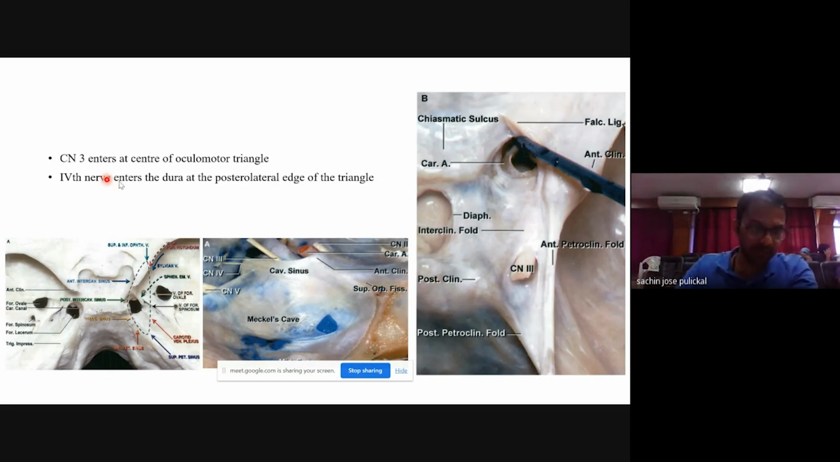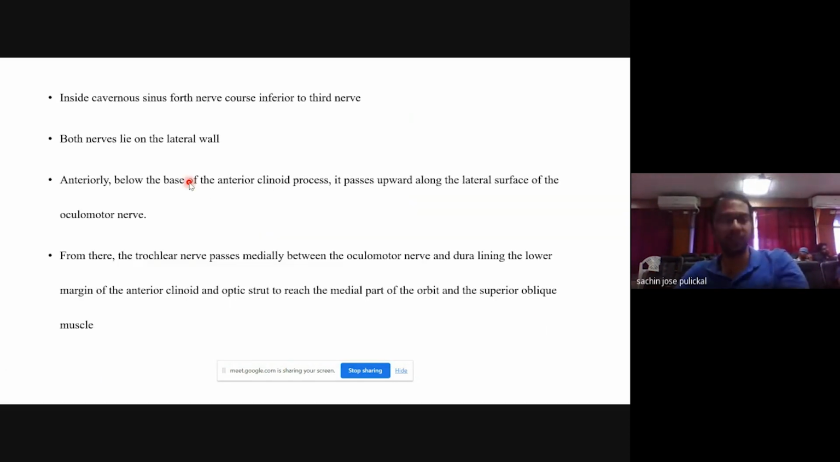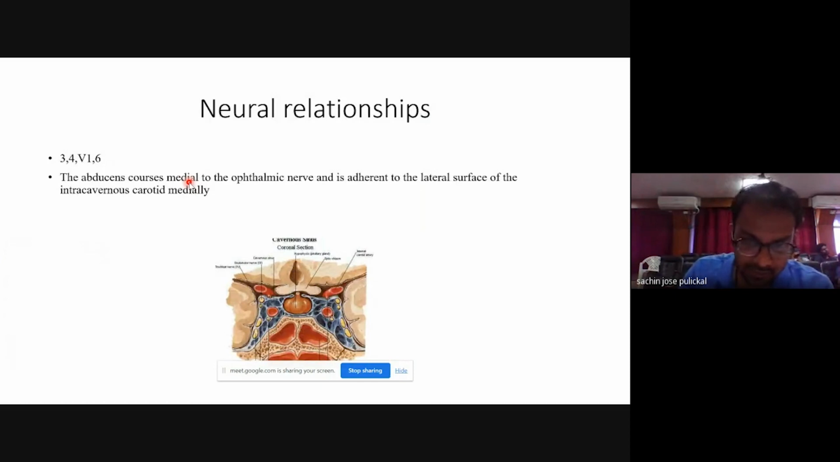So after cranial nerve 3, we have cranial nerve 4. Cranial nerve 4 courses along the tentorial edge and enters posterolateral to the cavernous sinus somewhere here. So cranial nerve 3 would enter here, cranial nerve 4 would enter somewhere here, into the cavernous sinus. And it also courses on the lateral wall of the cavernous sinus. And as you know, the trochlear nerve initially will be lateral to the third nerve, as seen in this picture. Third nerve above, fourth nerve below along the lateral wall.